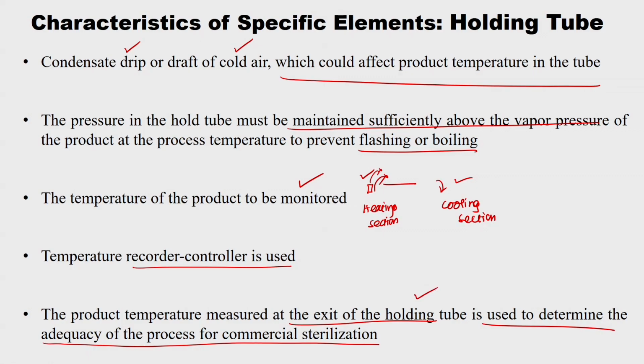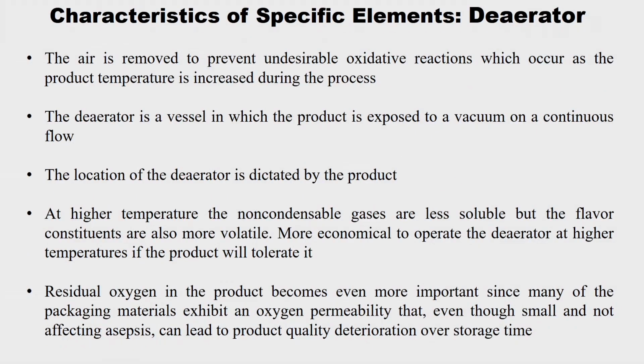So, this tells us whether the particular commercial sterilization is achieved or not. The next important equipment which we have seen for aseptic processing is the deaerator. So, what is the function and need of the deaerator? The air is removed to prevent undesirable oxidative reactions which occur as the product temperature is increased during the process.